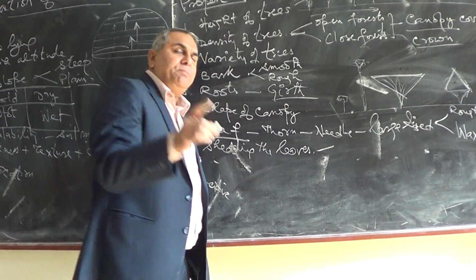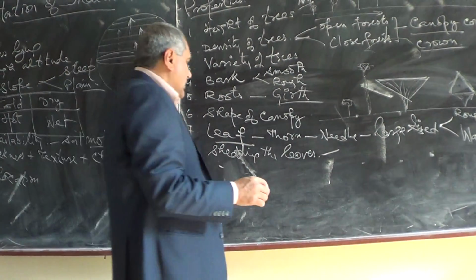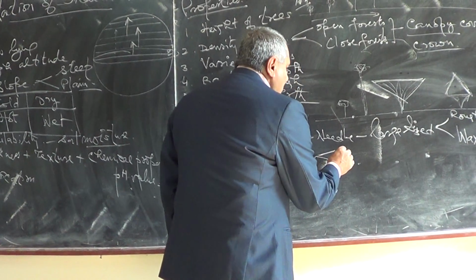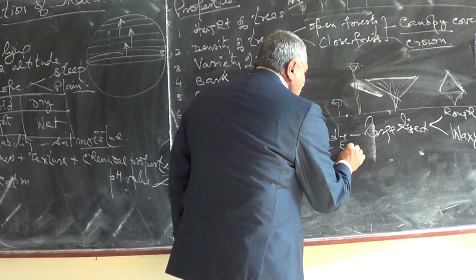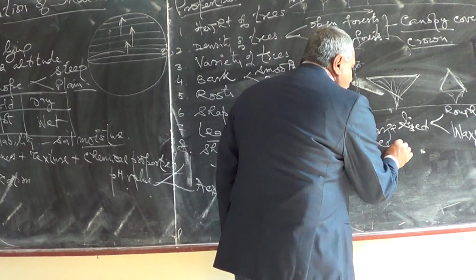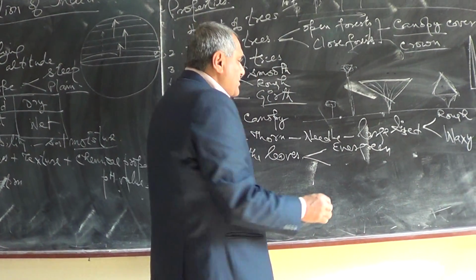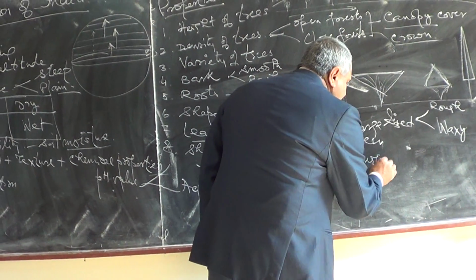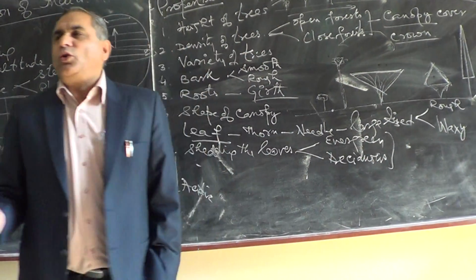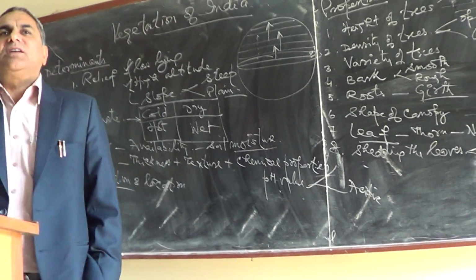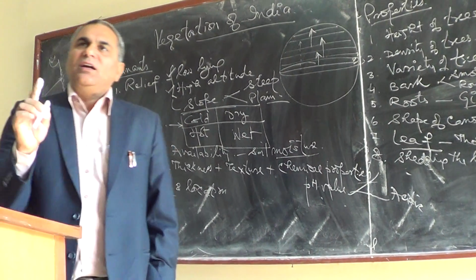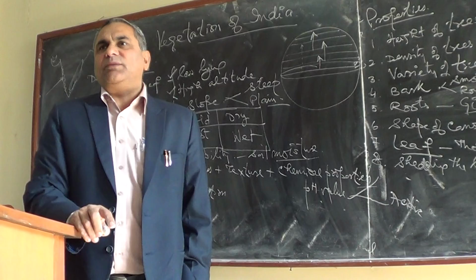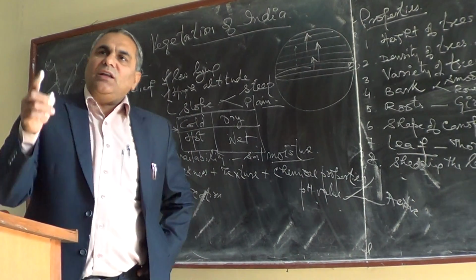Shedding the leaves on the basis of climate. So they determine, sometimes we used to say evergreen forests, sometimes we used to say deciduous forest. No tree is evergreen in this world. Every tree sheds its leaves in a particular season.